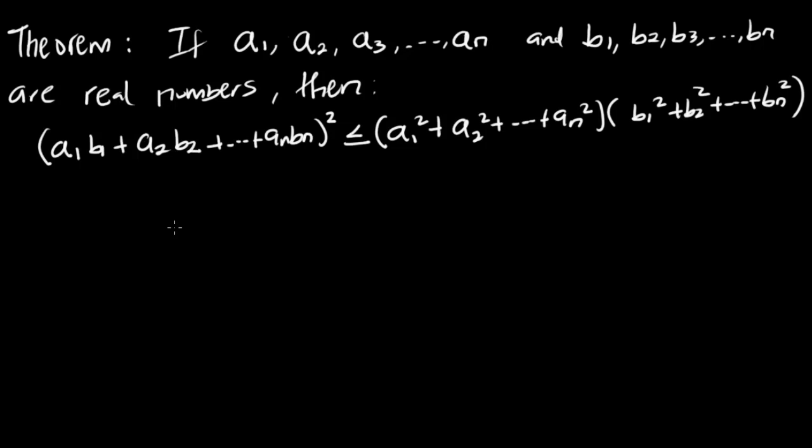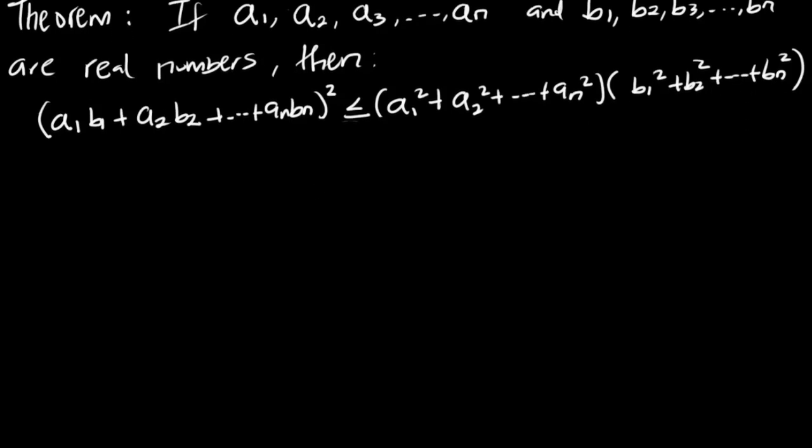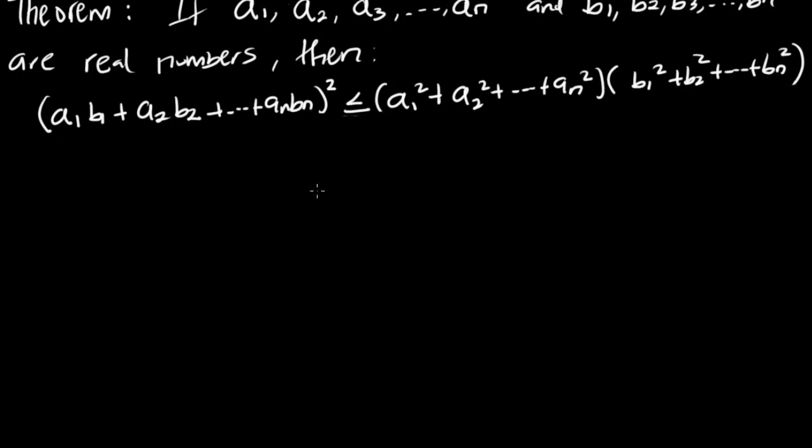theorem. So we have a theorem that says if a1, a2, a3 all the way to an and b1, b2, b3 all the way to bn are real numbers, then this expression is less than or equal to the right hand side expression. So we have if a1 to an and b1 to bn are real numbers, then we have this to be true. So before we start proving this, let's try to make some assumptions and also some substitutions into the statement of the theorem.